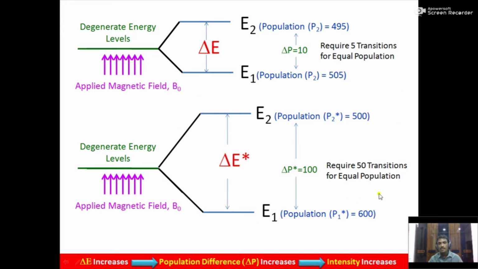So from this figure we can conclude that as delta E increases, the population difference increases. As a result, the intensity of the spectral line increases. Here intensity corresponds to the height of the peak. So delta E increases, delta P increases, that is the population difference increases, and the intensity of the peak increases.